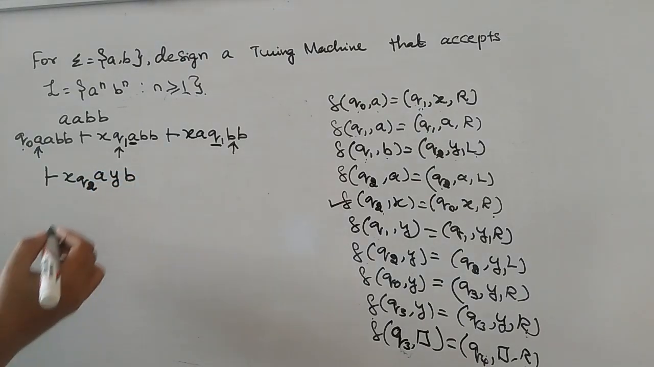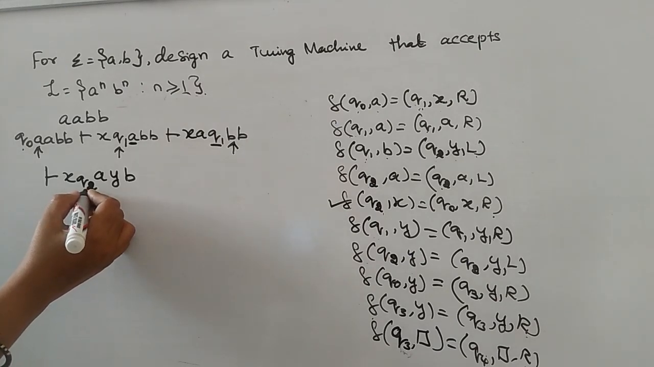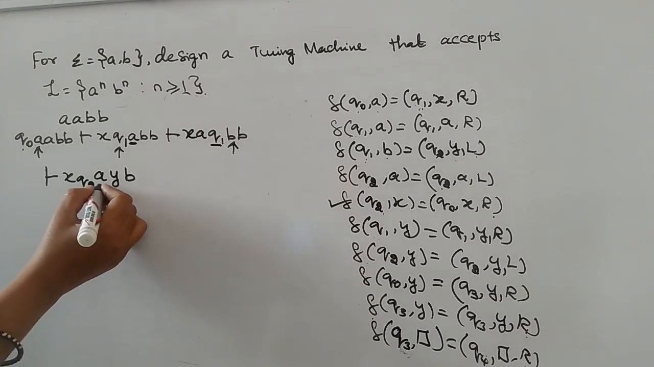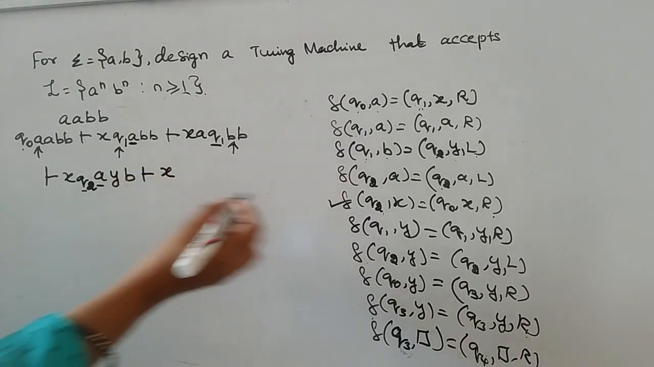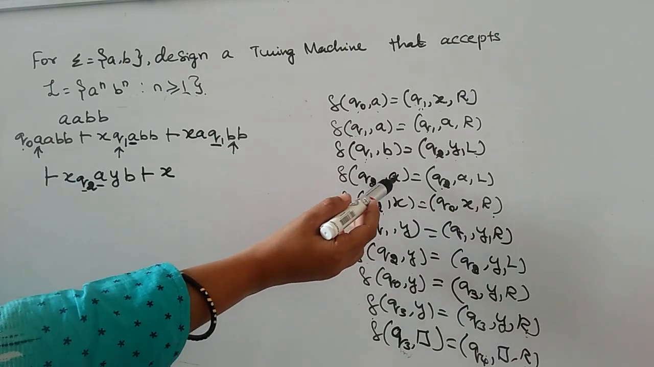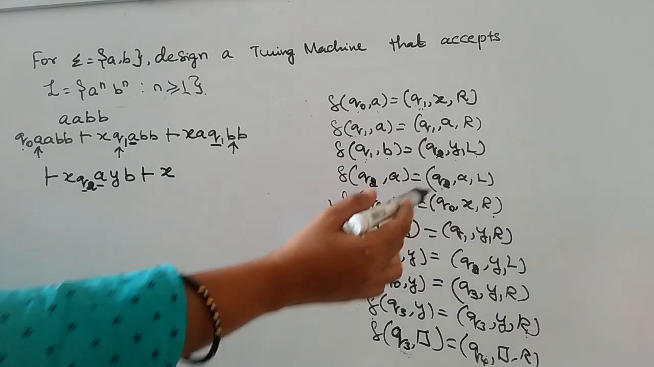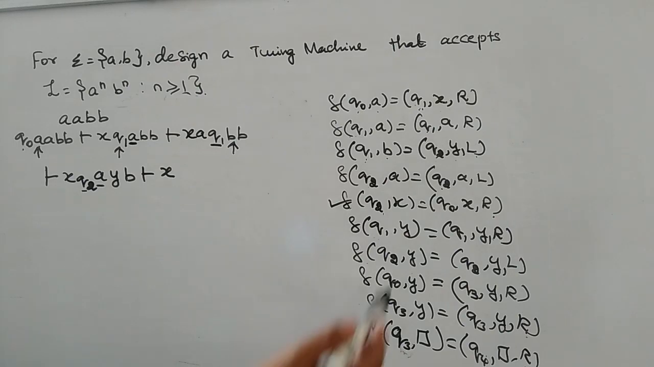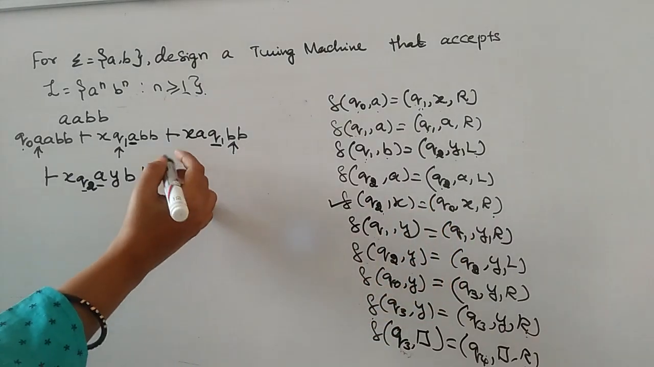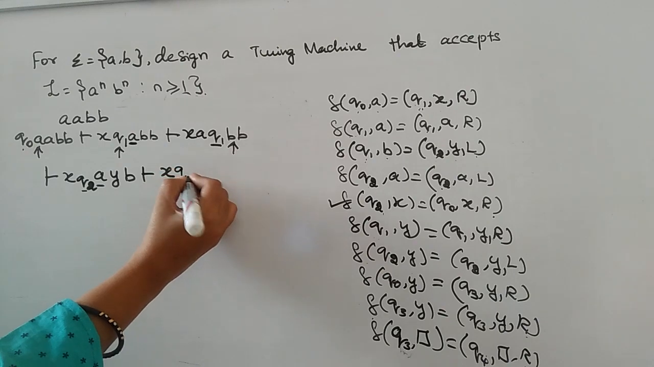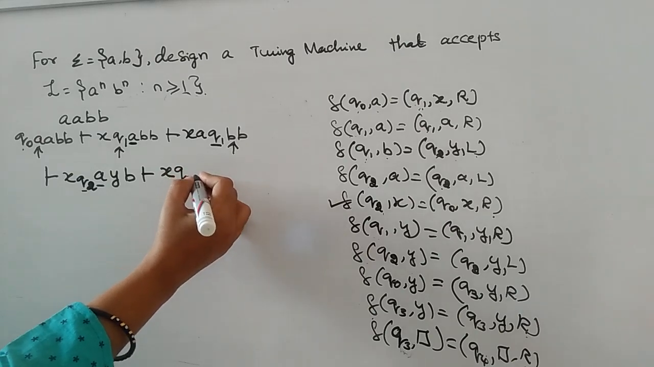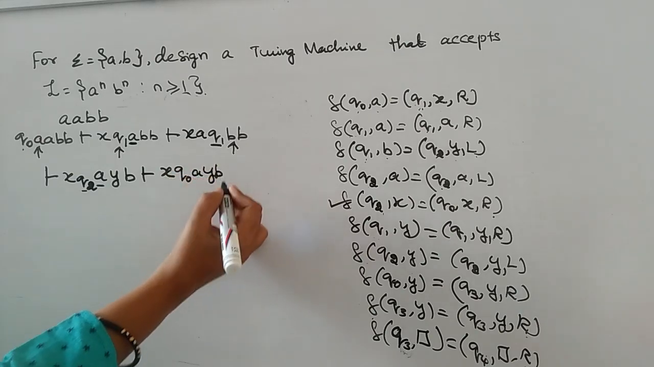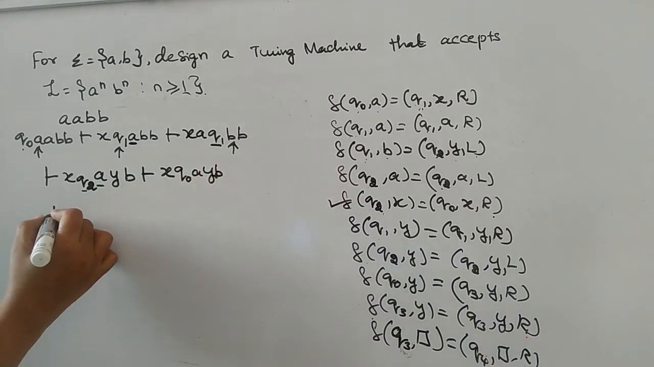Okay. So now the machine is in the state Q2 and it is going to process the symbol A. That's why here we can refer to the transition delta of Q2 comma A equal to Q2 comma A comma L. Right. So that's why here I can write it as X Q0 A Y B. And in the same way we can repeat the process.